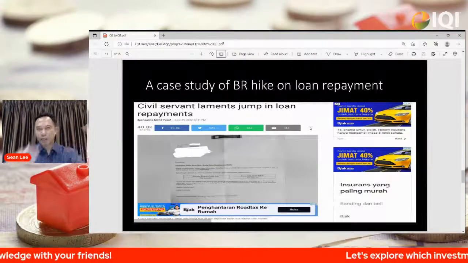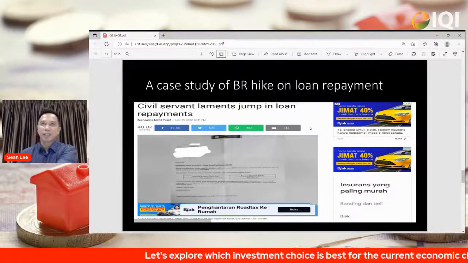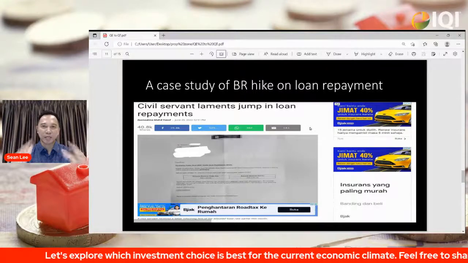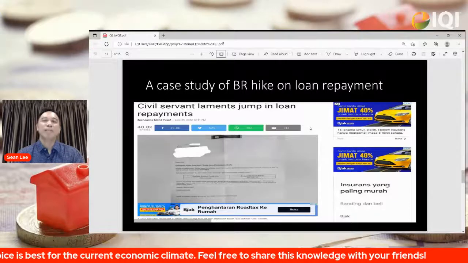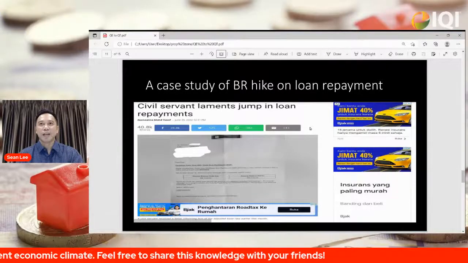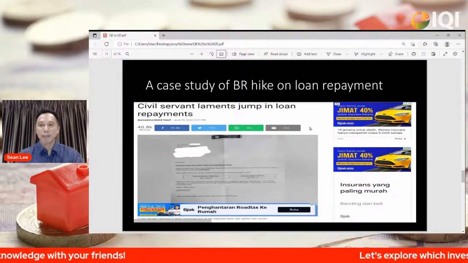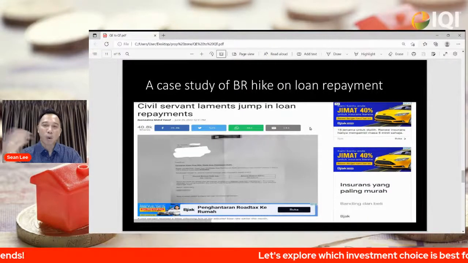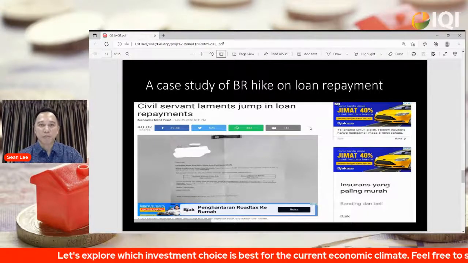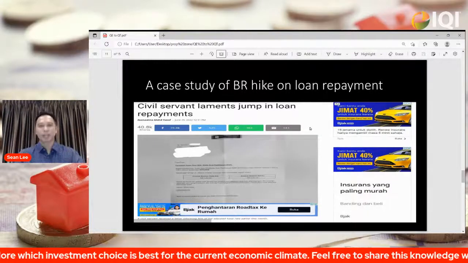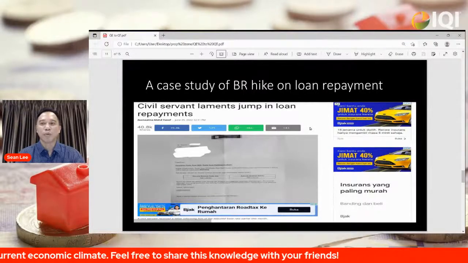So this is in general about the move from quantitative easing to quantitative tightening, what we are looking at in terms of inflation as a whole, and the comparison between the Fed fund rate in the US and the Malaysia OPR, because we know that the US is the big tiger there. Whatever they do, Malaysia has no choice but to follow. But the quantum of it has to suit how the Malaysian economy is performing as a whole. Okay, so putting that aside, the other topic is a case study of the BR, base rate hike, on loan repayment.